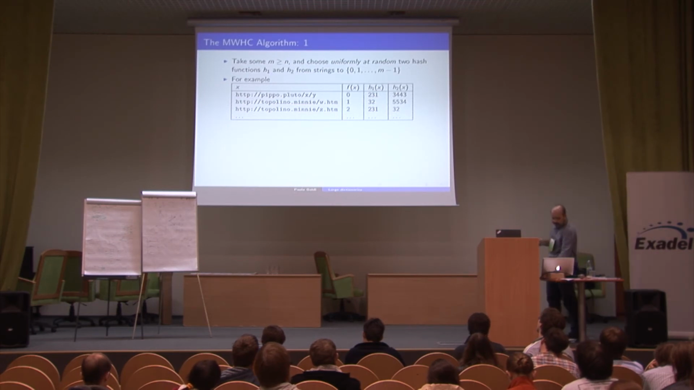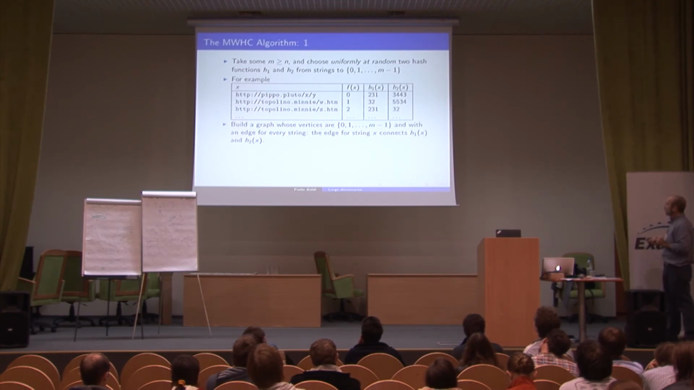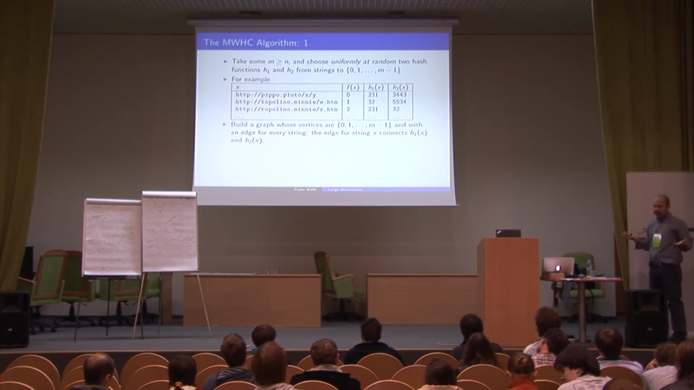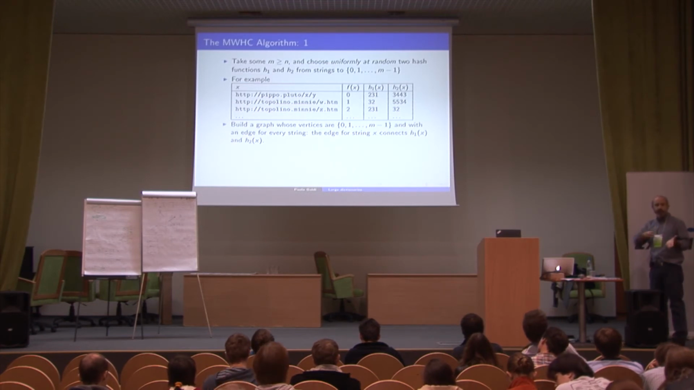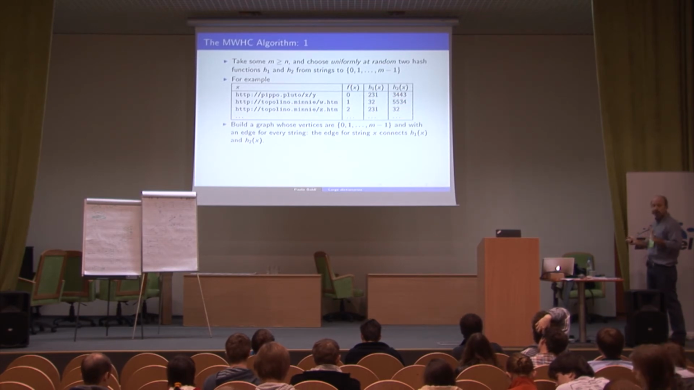What do you do now? You build a graph. You like it, right? You build a graph as follows. The graph has as vertices the numbers between 0 and m-1, and you put an edge for every string. The edge connects h1 of x to h2 of x. So for example, suppose m is 10,000 in this example. So you will have 10,000 nodes, the numbers between 0 and 9999. And you will put an edge between 231 and 3443. You will put an edge between 32 and 5534, and so on.